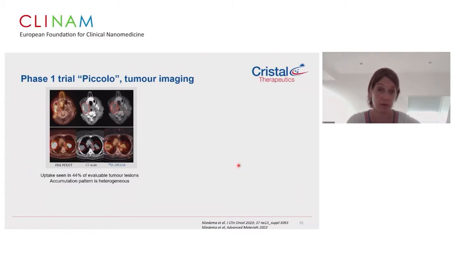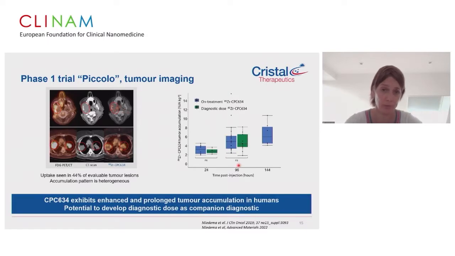So indicative that the nanoparticles are taking up in some of the tumor lesions, but clearly this also confirms the known heterogeneity. But what we've found very appealing is that also here, the diagnostic dose was very predictive for the actual therapeutic dose. So for us, this was a true confirmation. At this diagnostic dose, not exposing patients to any therapeutic and potentially toxic dose level, the low dose can really be predictive for the future. So you could use this as a companion diagnostic. And this was just recently accepted for publication in Advanced Materials.